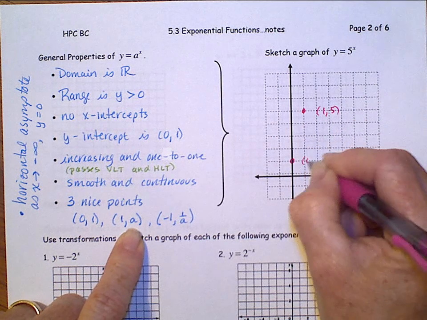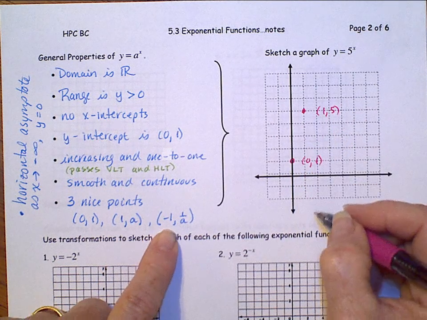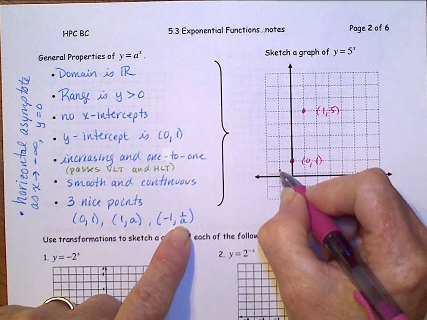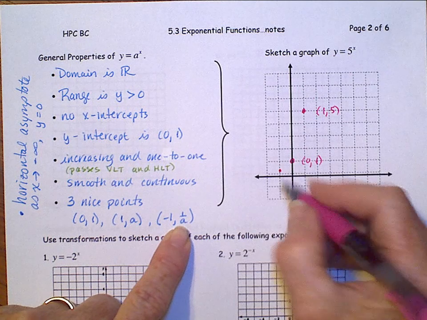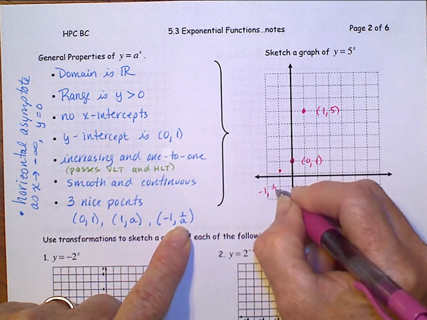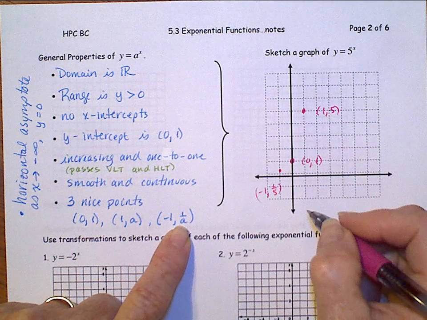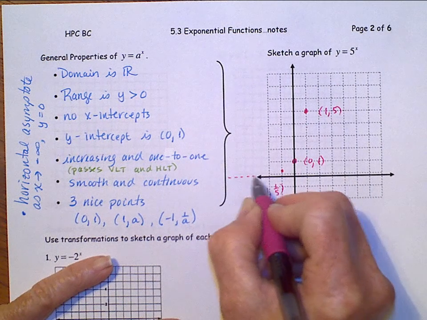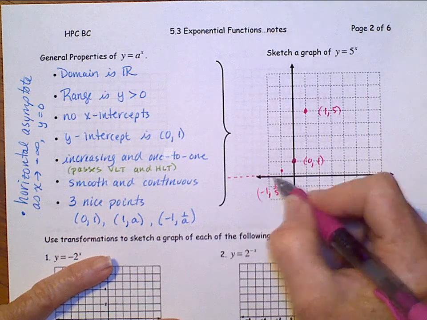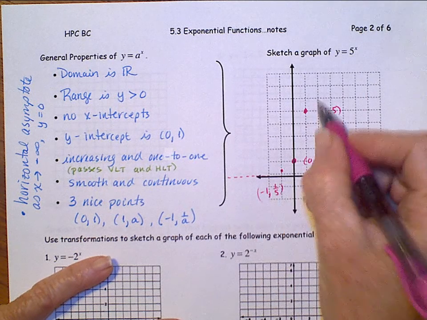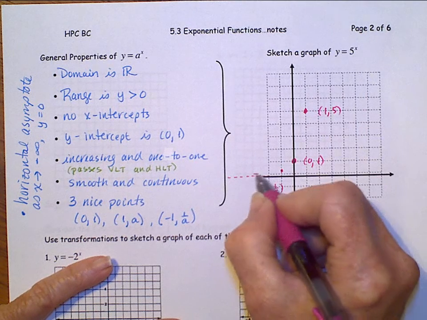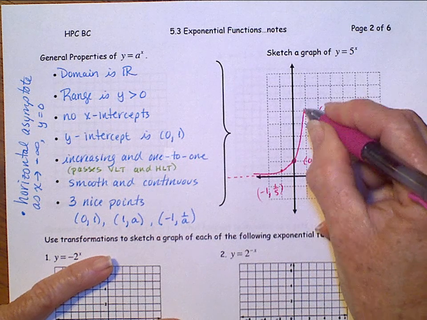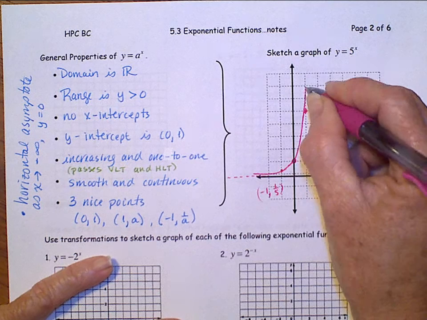Here's 0, 1. And then we have another one, -1, 1 over 5. So 1/5 right there. It's -1, 1/5. We know we have a horizontal asymptote out here. Here's the y-intercept, range is above, so we can sketch this in, connecting these 3 points. Right there.